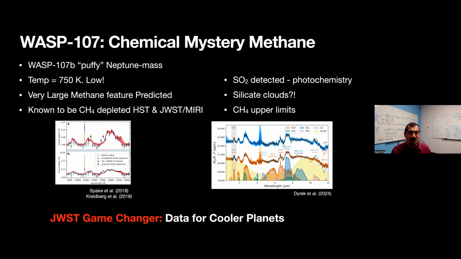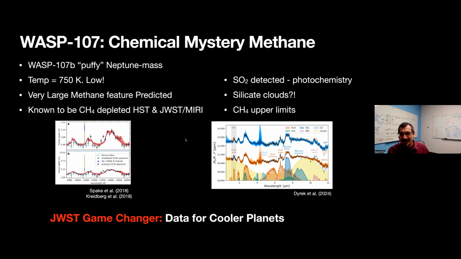And this gets me to WASP-107. WASP-107 is a very special planet. It's very puffy, which means the scale height is large, and it's around a bright star, so you get very large signals. So all the GTO teams added WASP-107. The equilibrium temperature is only 750 Kelvin, so it's very low. We should see very large methane features, but we actually already know from Hubble that the methane is depleted.